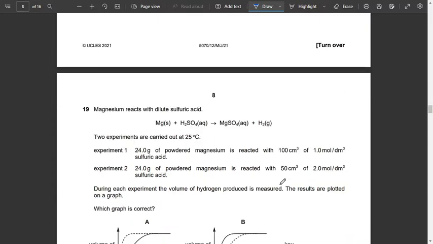Moving on to MCQ number 19, magnesium reacts with sulfuric acid. 2 experiments are carried out at 25 degrees Celsius. Experiment 1 is 24 grams of powdered magnesium reacted with 100 centimeter cube of 1 mole per dm cube sulfuric acid. Experiment 2 is 24 grams of powdered magnesium reacted with 50 centimeter cube of 2 mole per dm cube of sulfuric acid. So in both cases we have powdered magnesium, but here the sulfuric acid's concentration is different. During the experiment, the volume of hydrogen produced is measured.